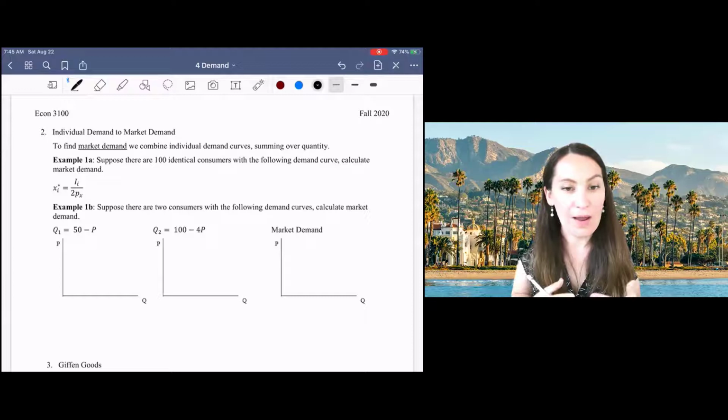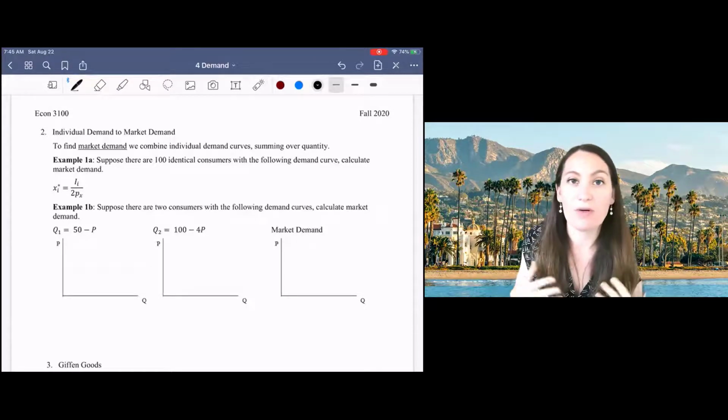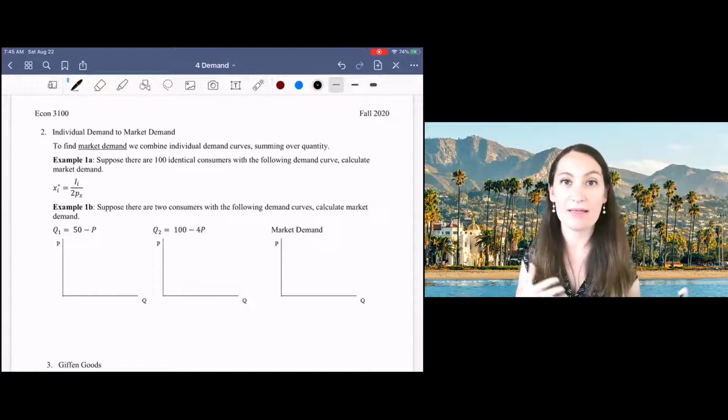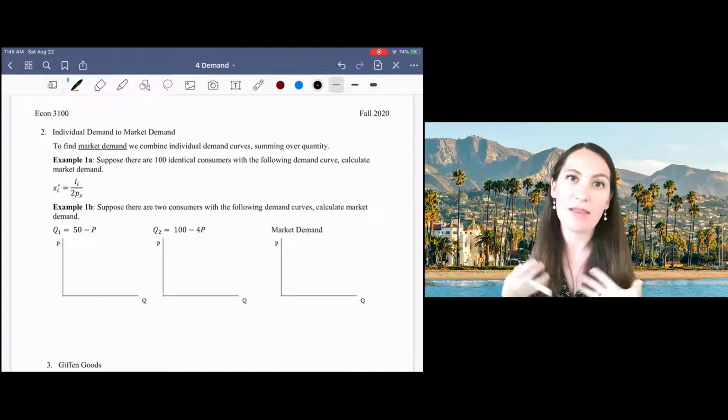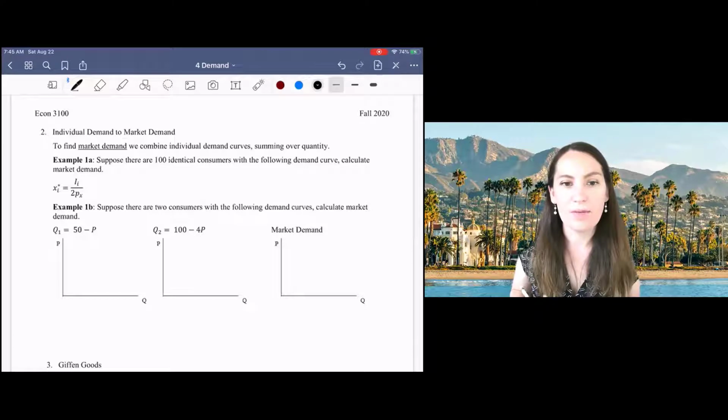So the way that we add them up is over quantity, right? Demand represents the relationship between price and consumption. So if I say at a price of 2, how much will be consumed, all I need to do at the market level is add up consumption at a price of 2 for each consumer within the market, and that will give me my aggregate consumption at a price of 2. So here we want to add the demand equations over quantity.